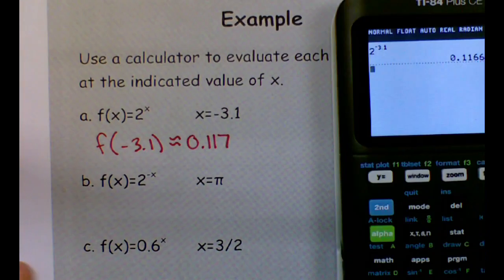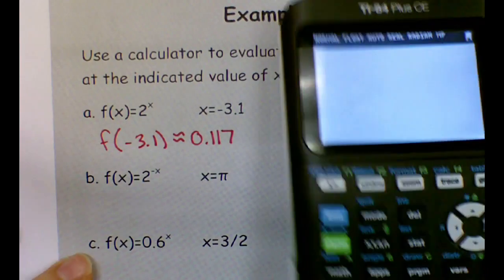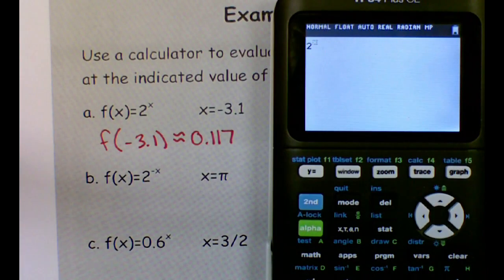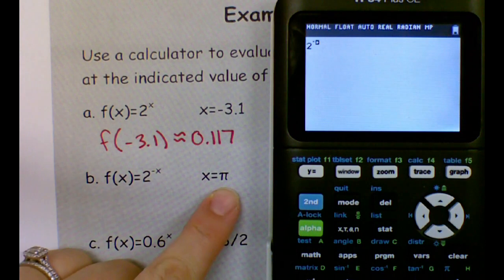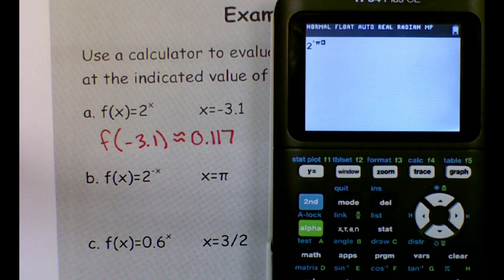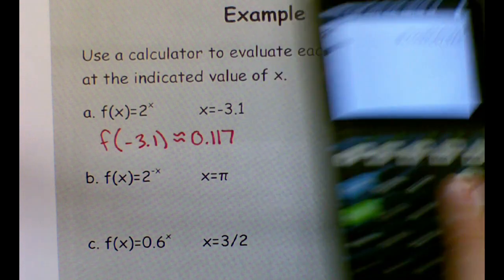So let's try 2 to the negative x. So I'll clear that out. 2, little caret, negative, our x is pi this time. Second pi. 2 to the negative pi power is about 0.113.